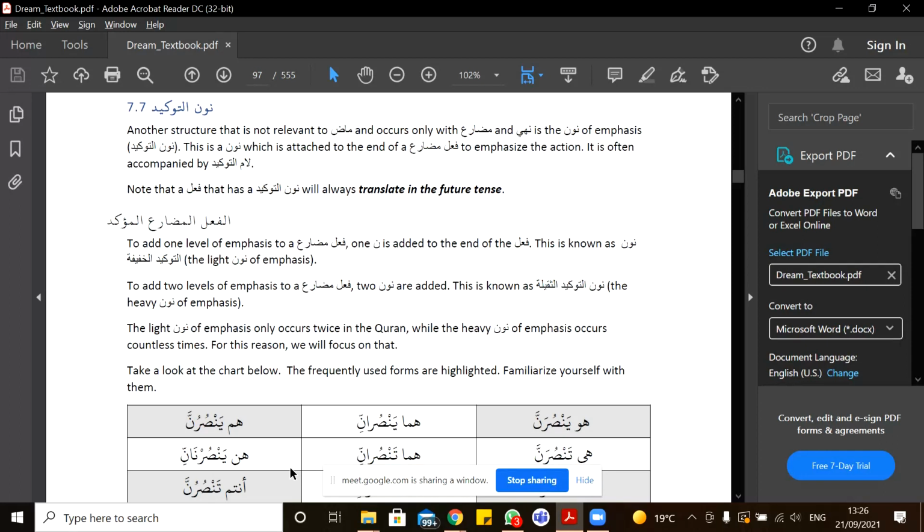When you have one noon added, it is called noon al-khafifa, the light noon of emphasis. And when you have two noons added, that is considered noon al-thaqila, tawkid thaqila, which is the heavy noon of emphasis. If you cannot remember the Arabic terms, just note down: the light noon of emphasis is one noon added, and the heavy noon of emphasis is double noons added at the end of fi'l al-mudari. Please note down.